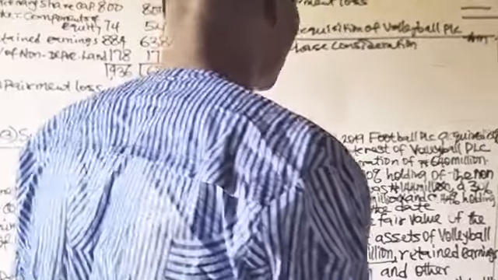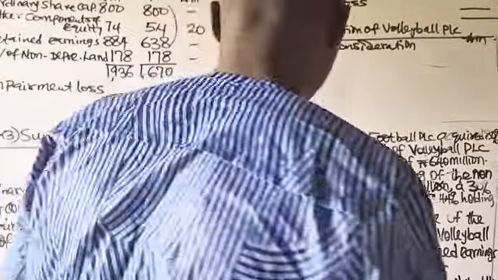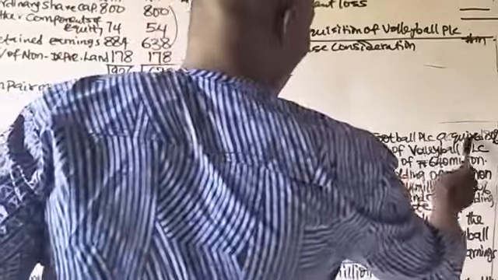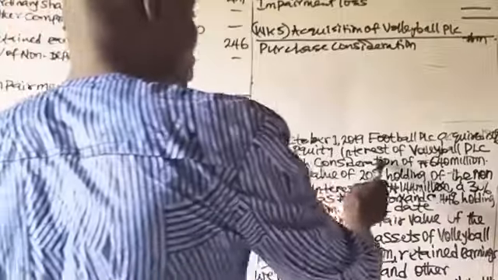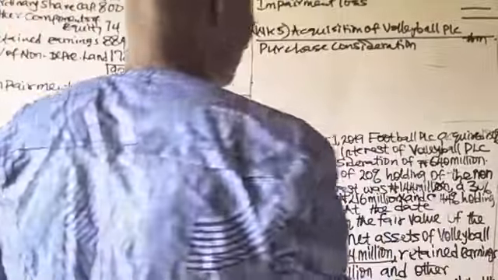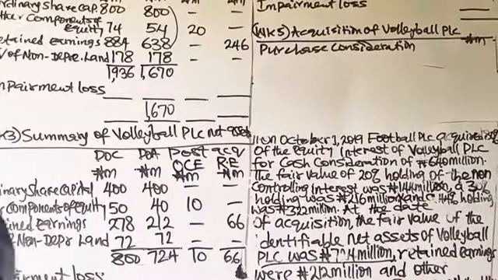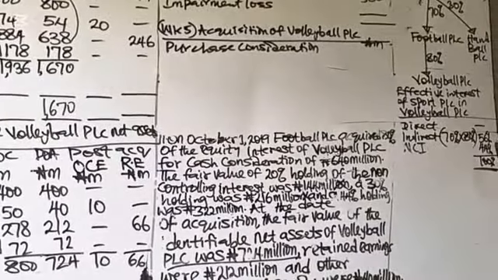So, how much was the consideration paid by Football in acquiring Volleyball? Note 2. On October 1st, 2019, Football PLC acquired 80% of the equity interest of Volleyball PLC for cash consideration of 640 million naira. So 640 million naira was the consideration paid by Football in acquiring Volleyball.